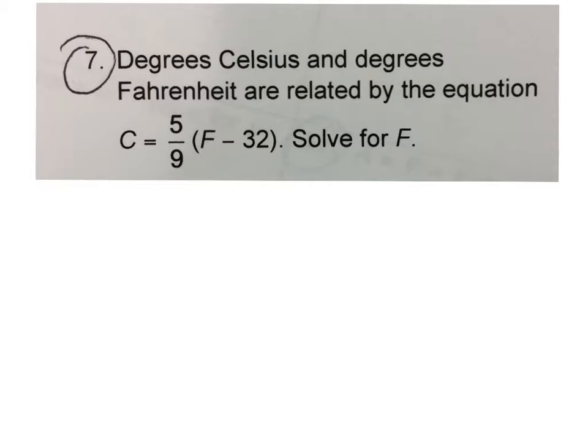On this particular problem, look for F, which is inside the parentheses. Try to isolate the parentheses and then get rid of the 32. So if you're going to isolate the parentheses, that means you got to get rid of the 5/9 first. So how would you do that? How would you get rid of the 5/9? Think about it and let's discuss it.